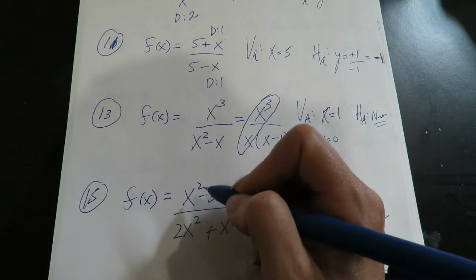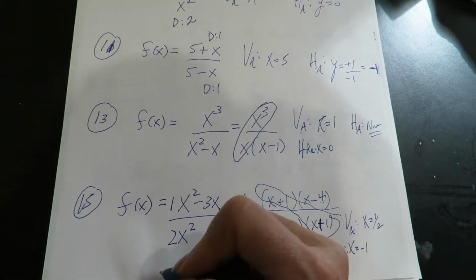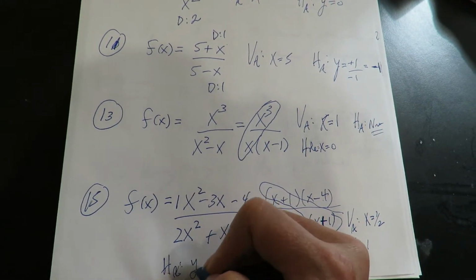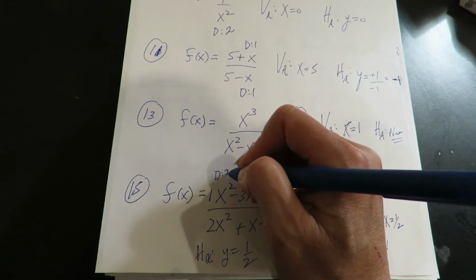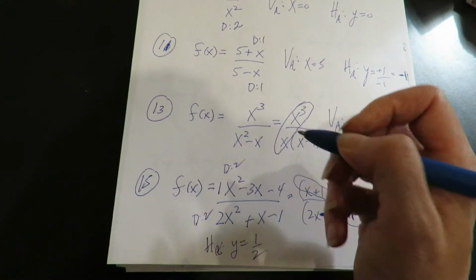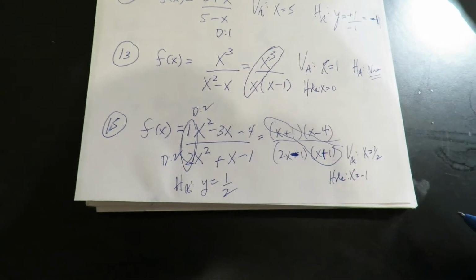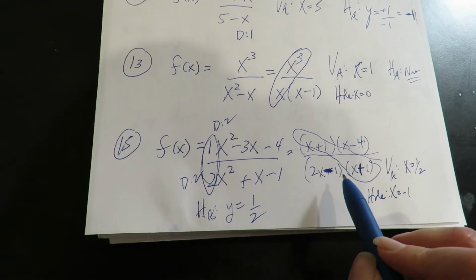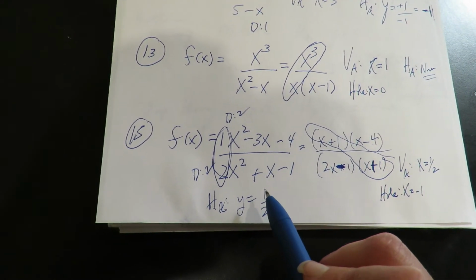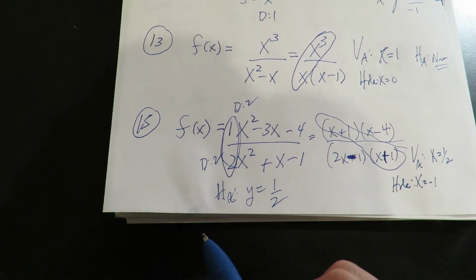And for the HA, if I look at the degrees, they're equal in degree. So I have 1 over 2, because it's degree 2 over degree 2, right? They're equal in degree, so it's going to be the ratio of the coefficients, which is 1/2. It's a little confusing because the VA comes off of the factored form, the HA comes off of the FOILed out form, or the degree of the polynomial.